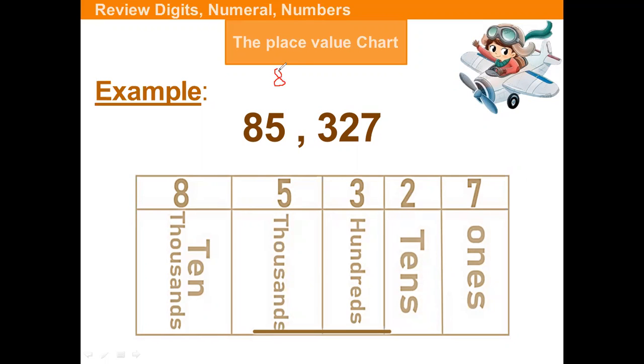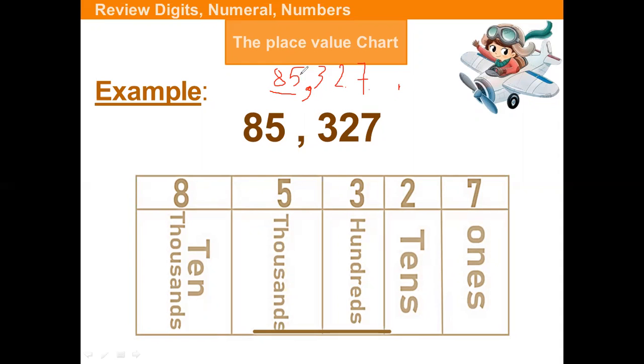If I write the number as 9, 8, 5, 3, 2, and 7, I will start from the right. The number is very big, so I will cut the number to be easy to read. Okay, so I will start 1, 2, 3. So I will put a comma here. How can we read the number? I will start to read from the left.